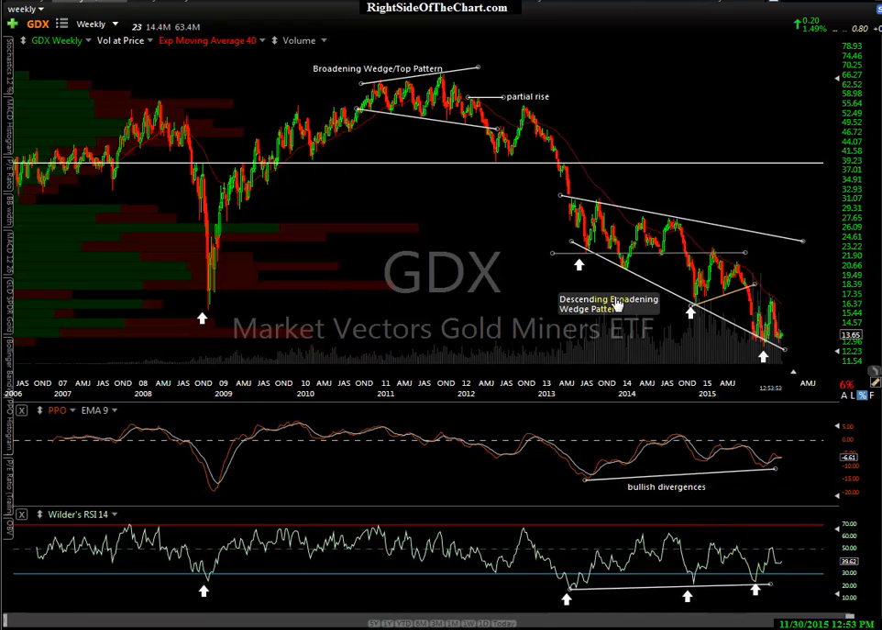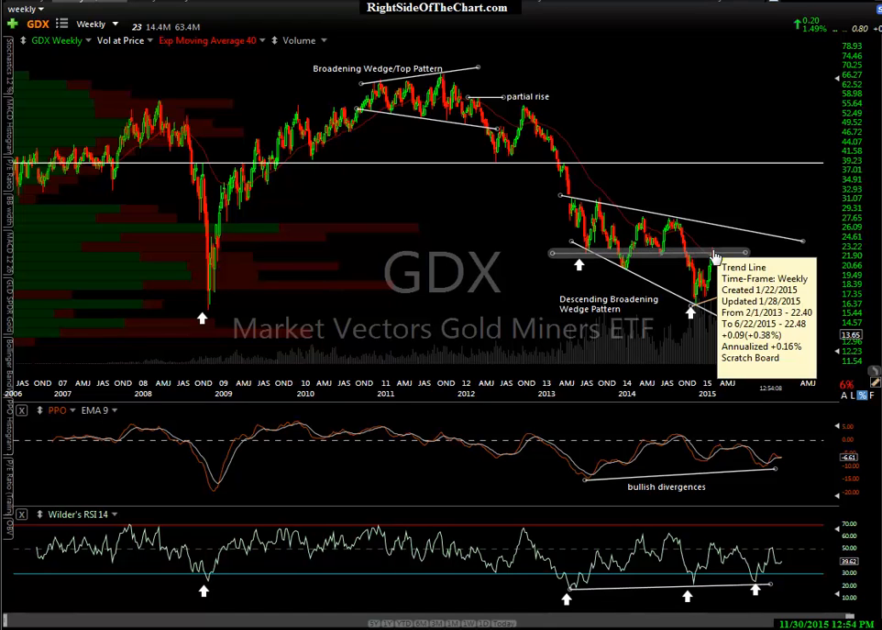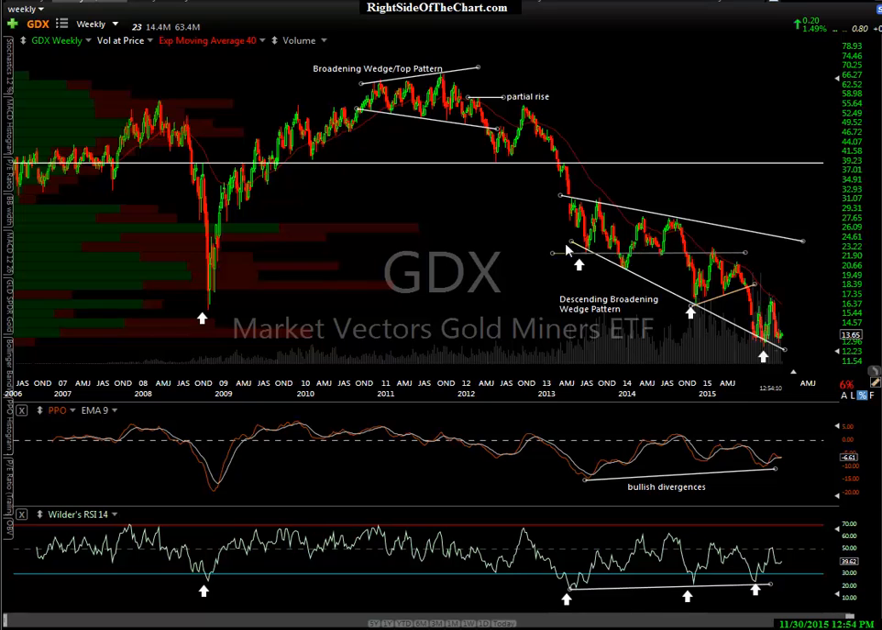I've had this drawn as a descending broadening wedge pattern. We have 1, 2, 3 reactions up top, and now 1, 2, 3, 4 on the bottom. We've been able to go long and make some nice trades. I know we exited that. This was going back to earlier in the year. This midpoint here, we had this horizontal resistance. That was a good time to get out of the mining stocks. And we've traded these long and short since.